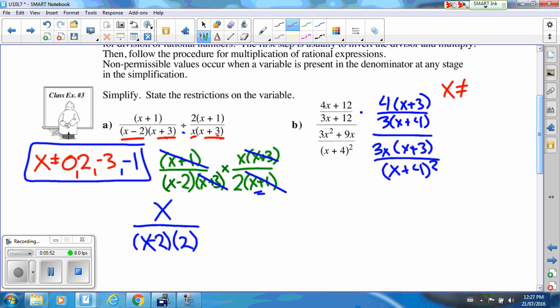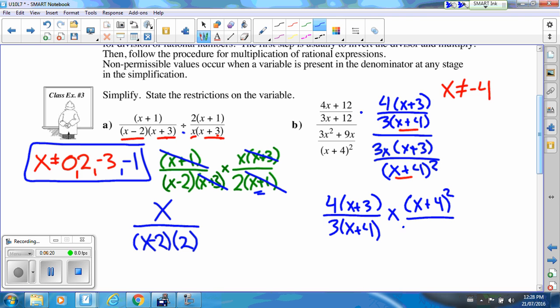X cannot equal negative 3, and negative 4, we already have that listed, so that's it for now. But then when we rewrite this as a multiplication statement, 4 times (x + 3) over 3 times (x + 4), times (x + 4) squared over 3x(x + 3), I've now introduced 2 new non-permissibles. Those were fine, but are now not fine.